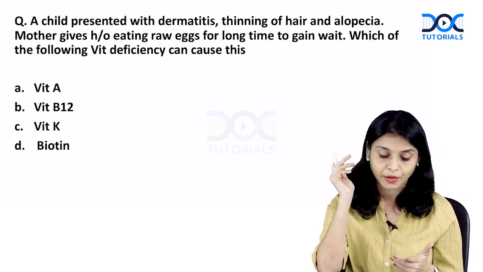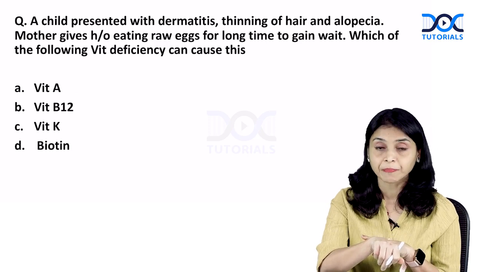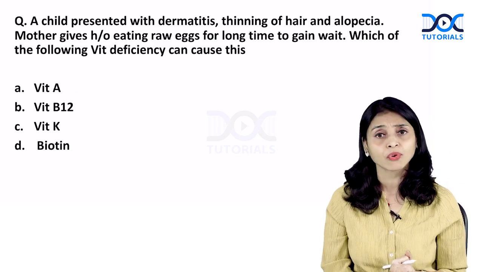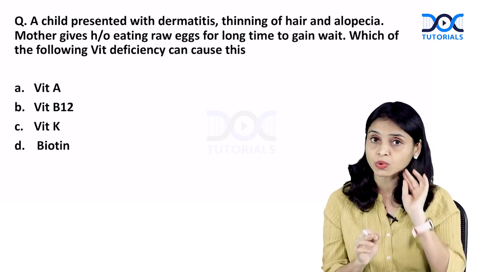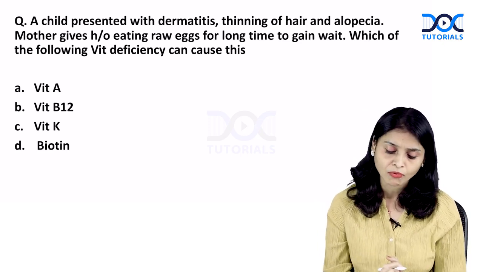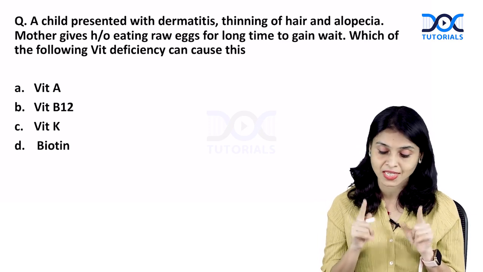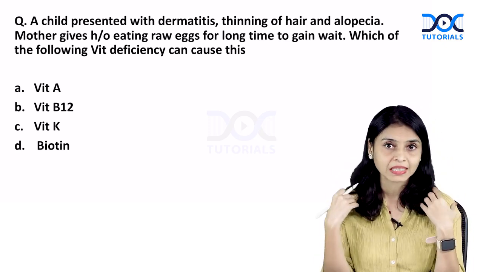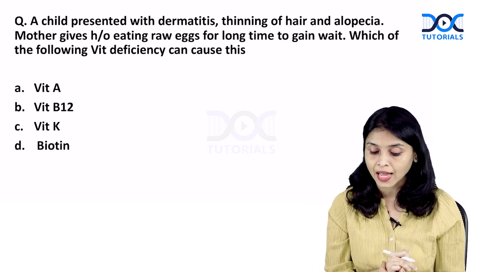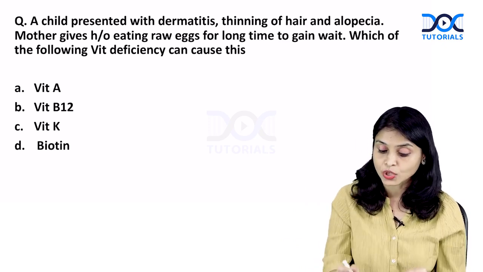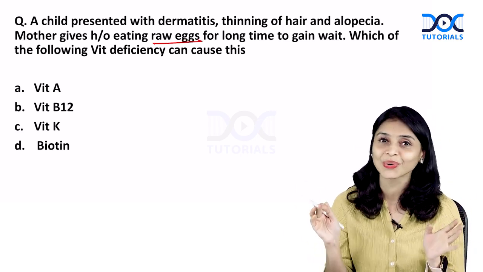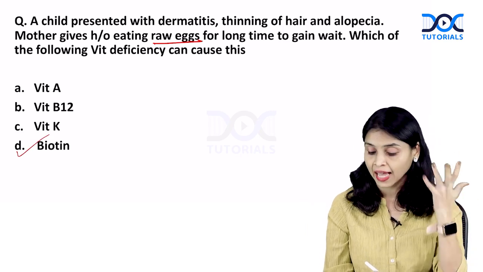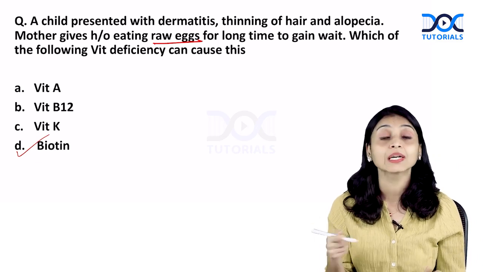Now let's see the second question. A child presented with dermatitis, thinning of hair, alopecia. On asking, the mother gives a history of feeding raw egg for a long time because the child was not gaining weight. Which of the following vitamin deficiencies can cause this? The points are, this is a vitamin needed for skin and hair, because there is hair loss and dermatitis, and this vitamin is related to eating raw egg. So the answer is biotin, right? Biotin is good for skin and hair, and biotin is lost when you eat raw egg.